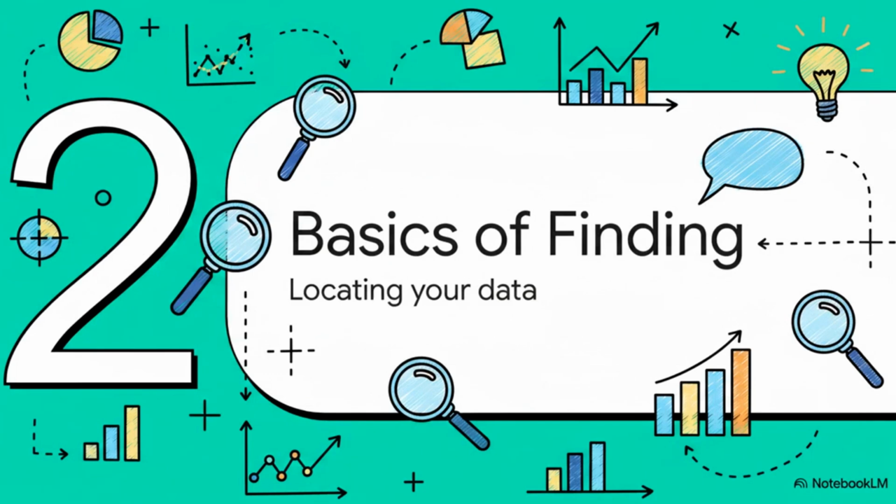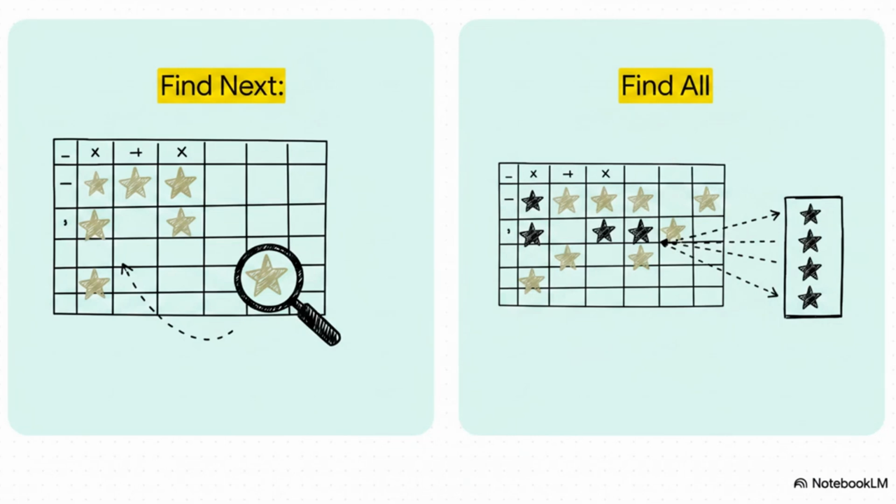Okay, let's keep building here, because before we can replace anything, we have to get really good at just finding the data in the first place. This is the critical first step. So when you search for something, you've got two main buttons. Think of Find Next as your personal tour guide. It takes you to each result one by one, jumping from cell to cell. It gives you that local step-by-step view.